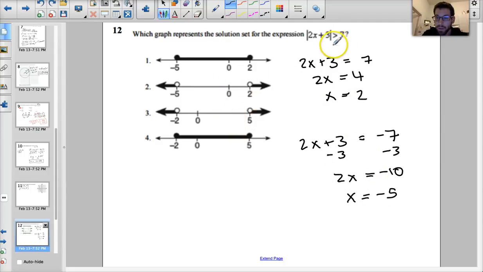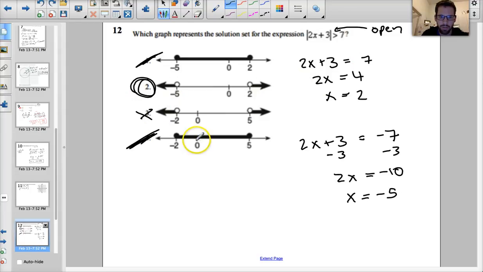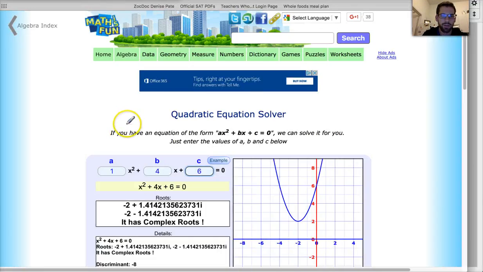They have to be open circles because this guy right here is just a greater than, not an equal to. So they're open circles, which means this guy is out and this guy is out, so I'm between these two. I see that I've got a -5 and a +2, so it looks like answer choice number 2. It's a greater, so generally that means I'm shading outward, so I'm feeling pretty good about that. And I can always graph it to check.